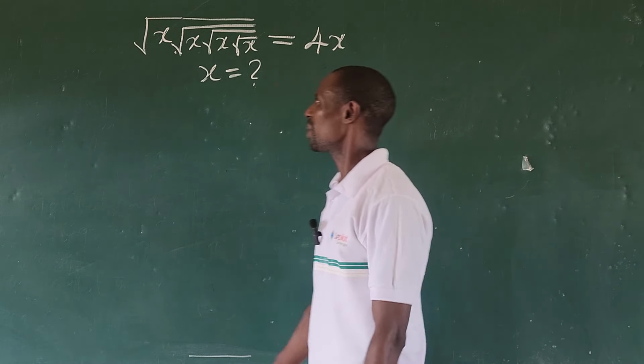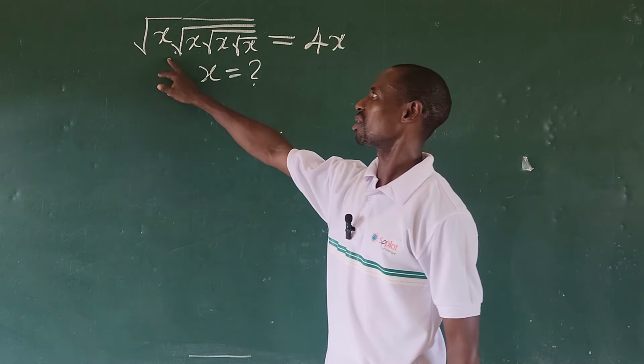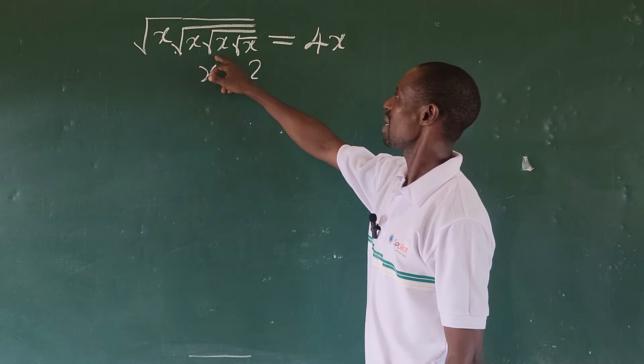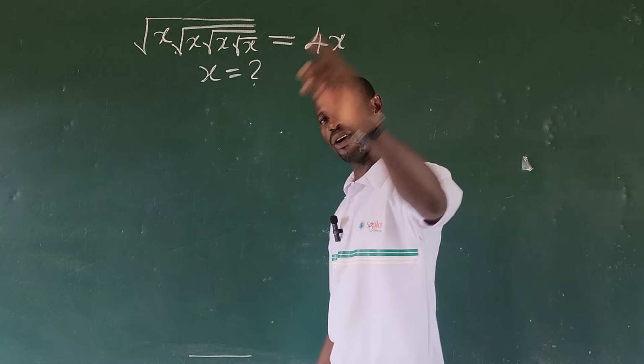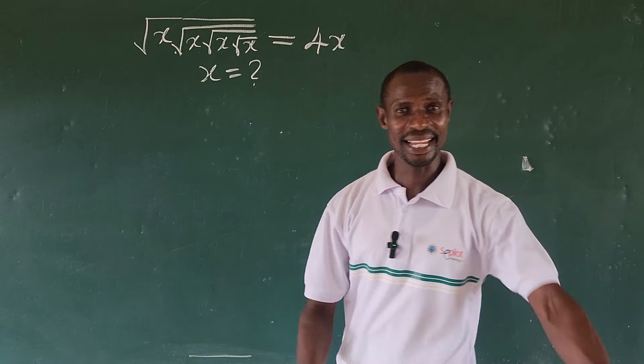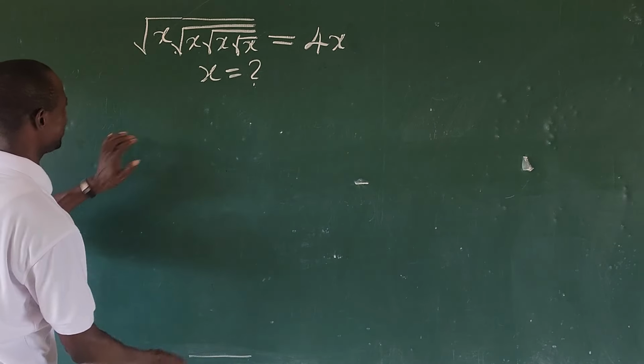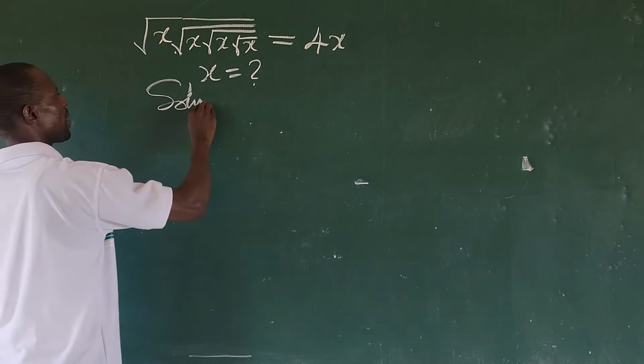Check out this math problem before us here. The square root of x, square root of x, square root of x equals 4x. How do we solve this? Easy. Let's go into today's challenge. So we take the solution.